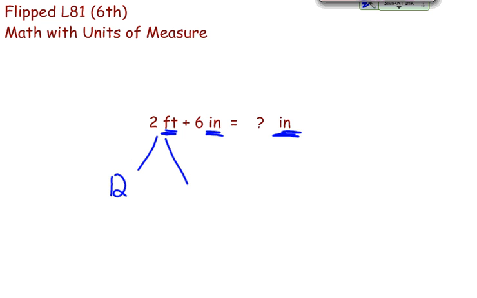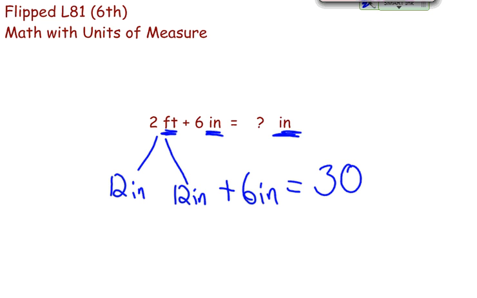And so if I have 12 inches, that's 1 foot, plus another 12 inches, that's 2 feet, plus the 6 inches from our original problem. How many inches do I have total? That'd be 12 plus 12, which equals 24, plus 6 is going to give me an answer of 30 inches. And so we see how that process works.